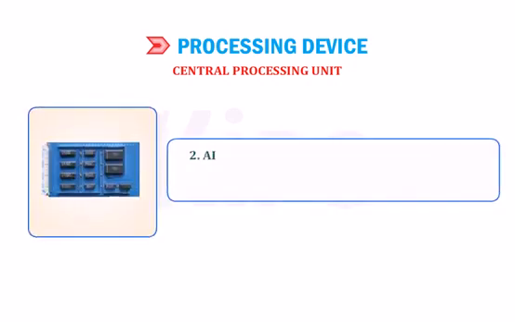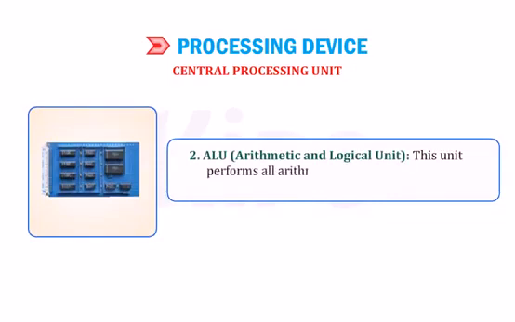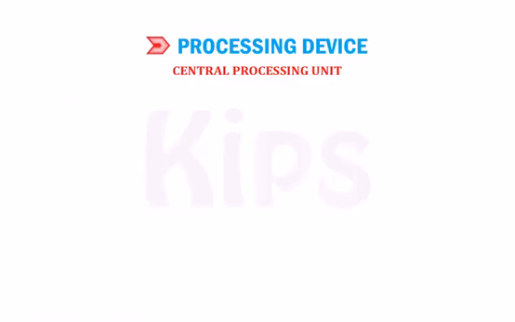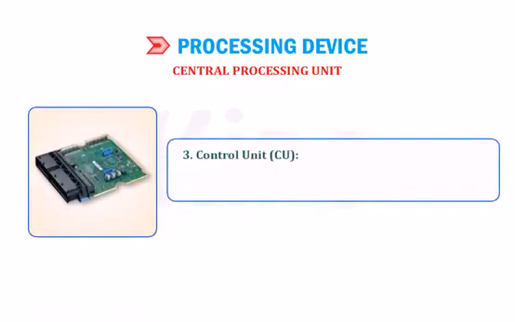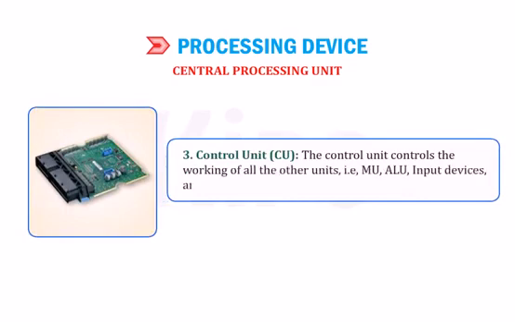Number 2, ALU, arithmetic and logical unit. This unit performs all arithmetic calculations and logical operations. Control unit, CU. The control unit controls the working of all other units, that is, MU, ALU, input devices and output devices. It works like a traffic policeman.